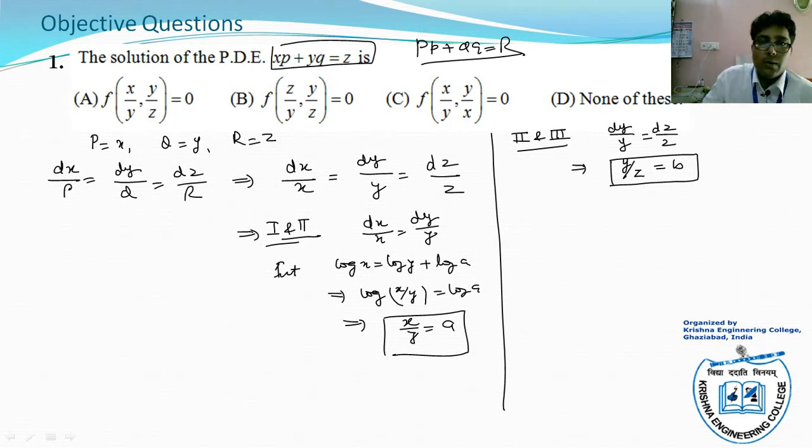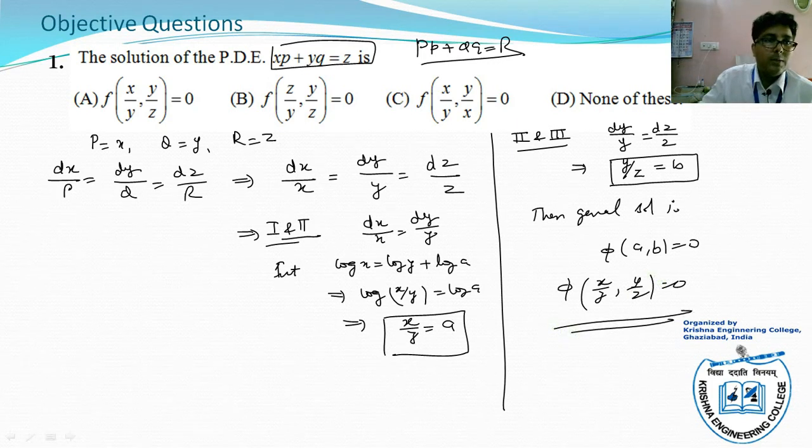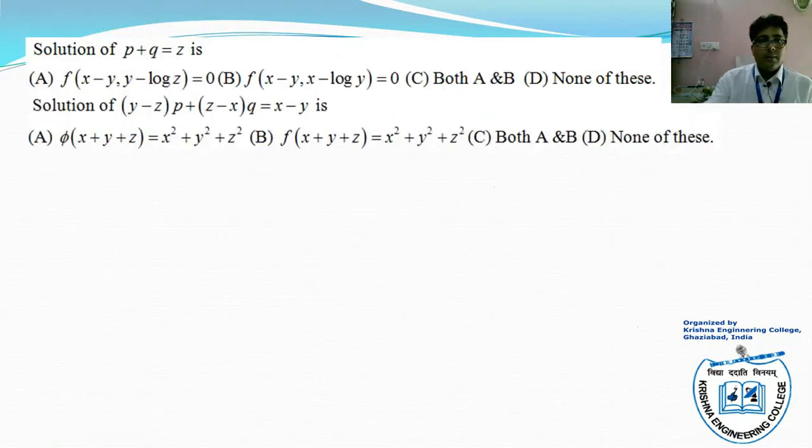x upon y, y upon z. Then the general solution is phi a comma b is equal to 0, phi of x upon y, y upon z is equal to 0. So option A is correct.